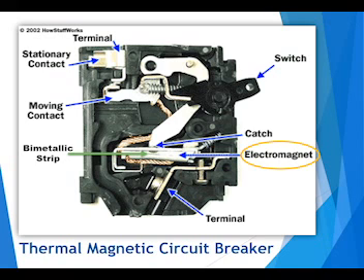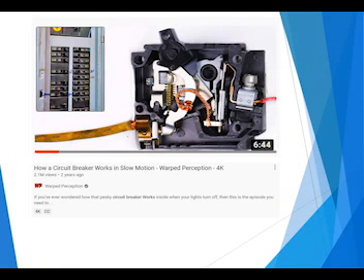The bimetallic strip will heat up whenever we have an overcurrent condition, so we're holding the current for too long of a duration, and as that bimetallic strip heats up, it'll change form and it will allow the catch to release. In Blackboard, I'm going to put a link to this video for more perception.